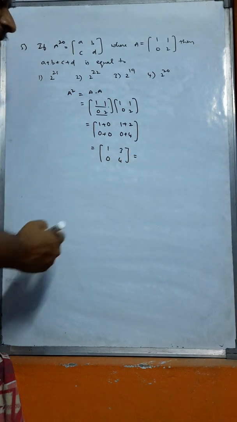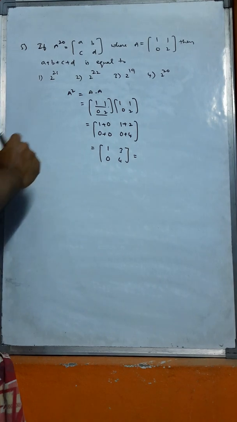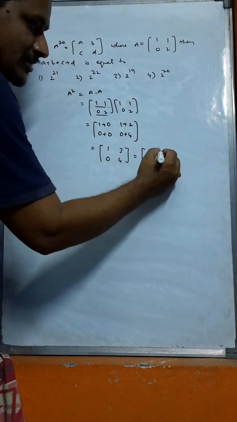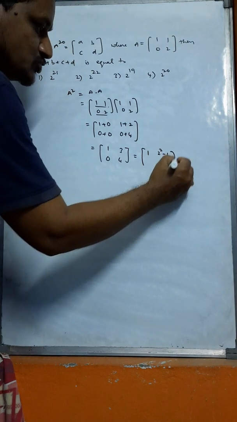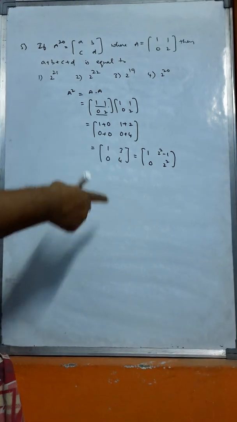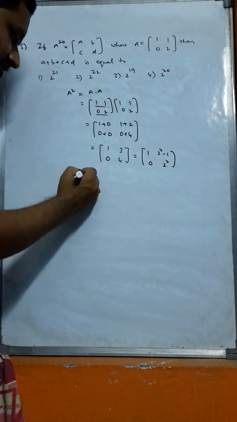That is, we may write that we have to convert it into 2 power 2. So A square, here we can write it as 1, this is 2 square minus 1, 0, and this we can write as 2 square. 4 can be written as 2 square, 3 can be written as 2 square minus 1. Let me check for A cube.